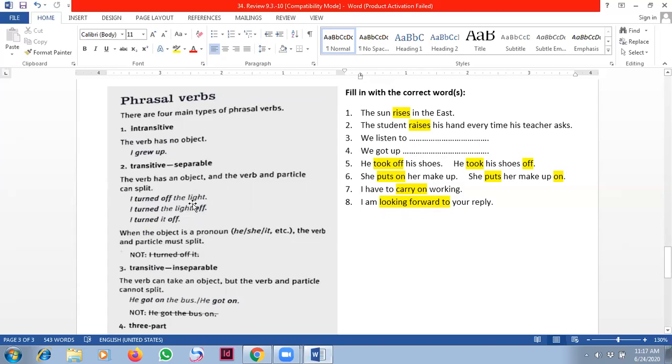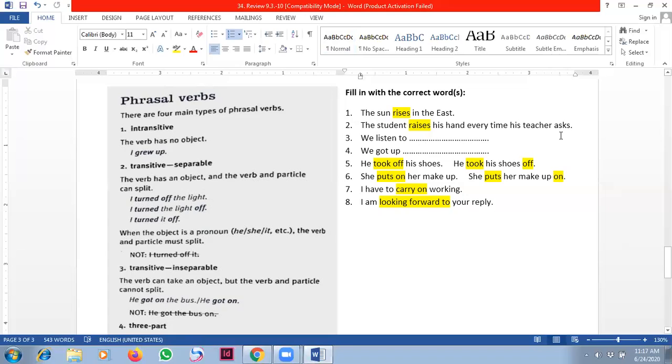All right, so we need an object, so it is transitive. We don't need an object, it's intransitive. Let's take a look here. The sun rises in the east. Rises here is intransitive, right? So the sun goes up by itself. Nobody is doing anything. The sun just rises by itself, so it is intransitive. The student raises his hand. Now, raises here means it needs an object. The object is his hand. So this is transitive.